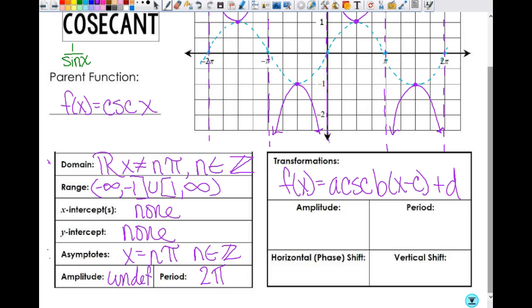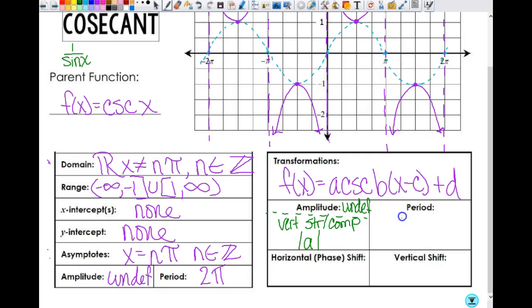So remember that the amplitude is undefined, so we're writing that small, because we still do have an a, right? Then that is your vertical stretch or compression, and that's the absolute value of a. So it still plays a part, just like it did for all the other transformations. It's just not called amplitude, just like with tangent, we didn't call it amplitude.